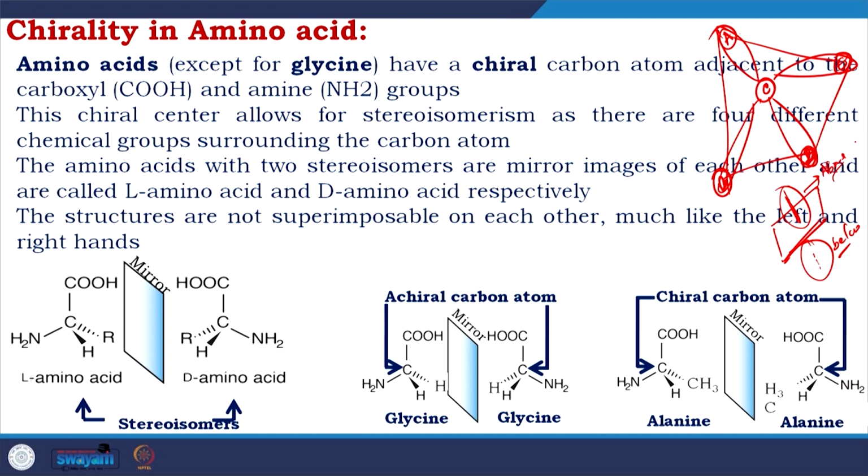The structures are not superimposable on each other, much like left and right hands. And if you see here, L amino acid and D amino acid are called stereoisomers. In glycine, both are the same, whereas in alanine they are not the same, and you see that it cannot be superimposed.